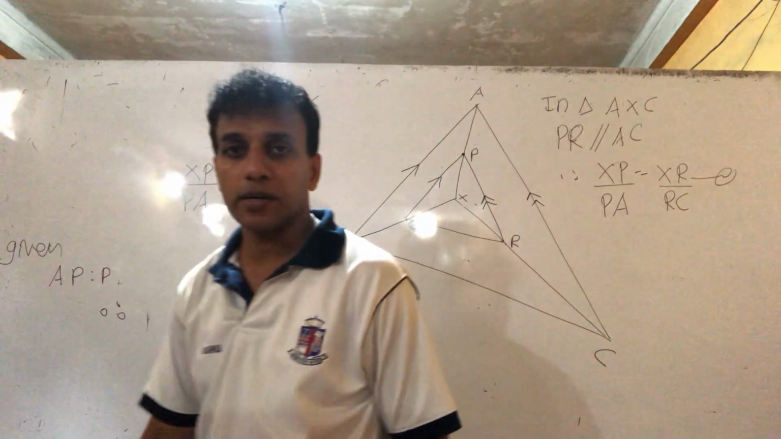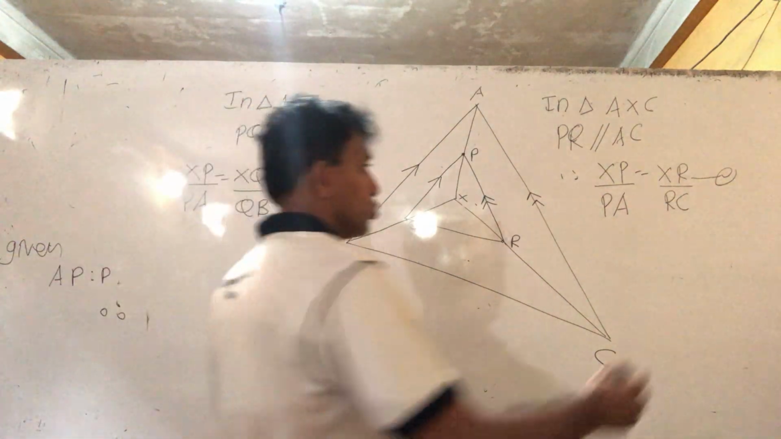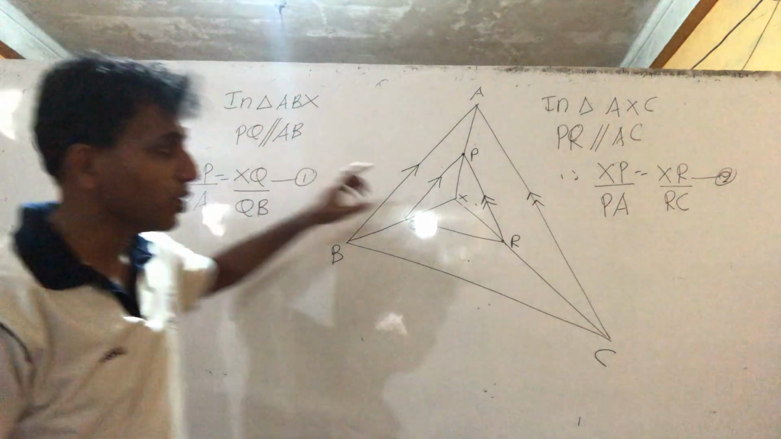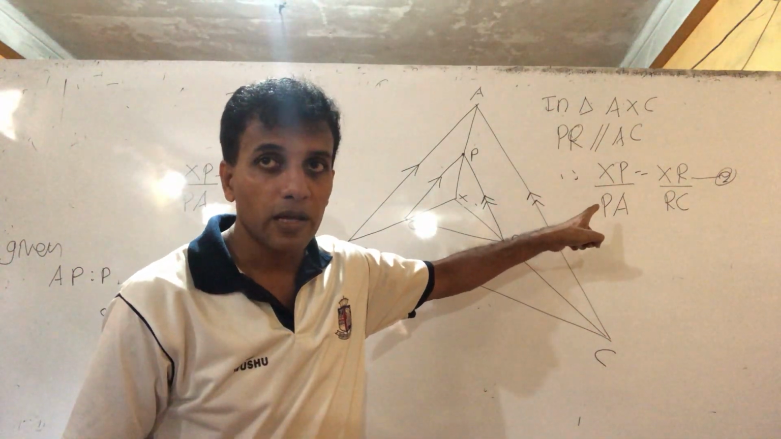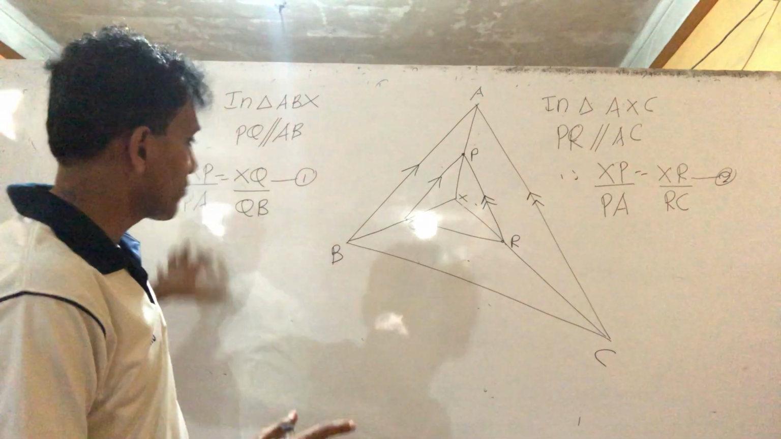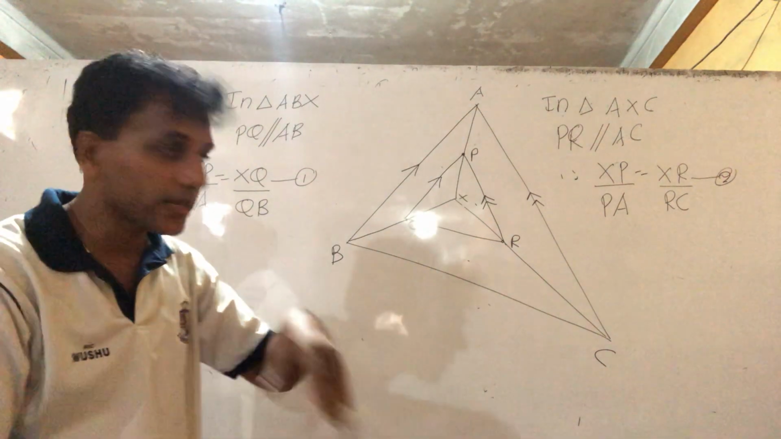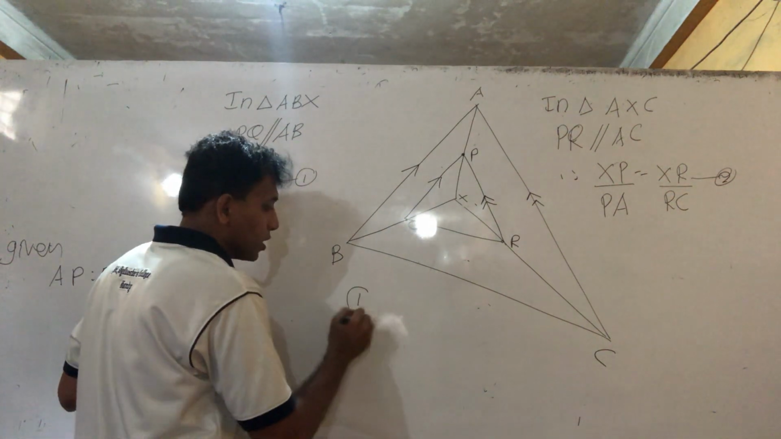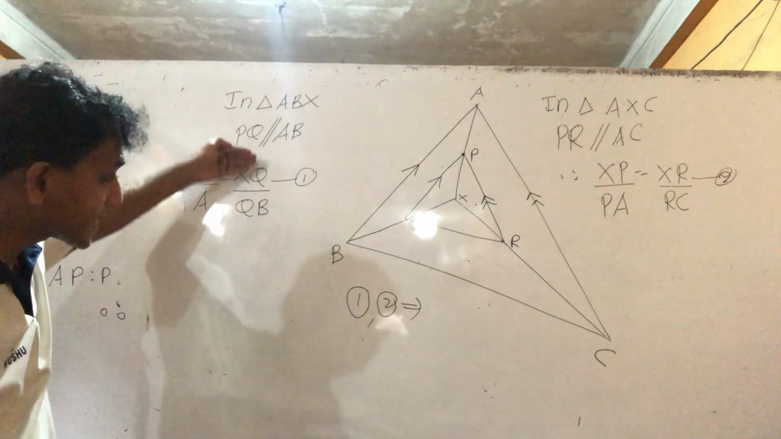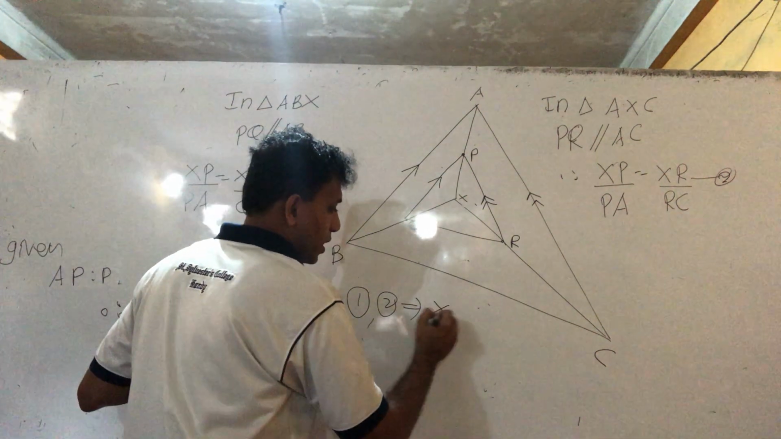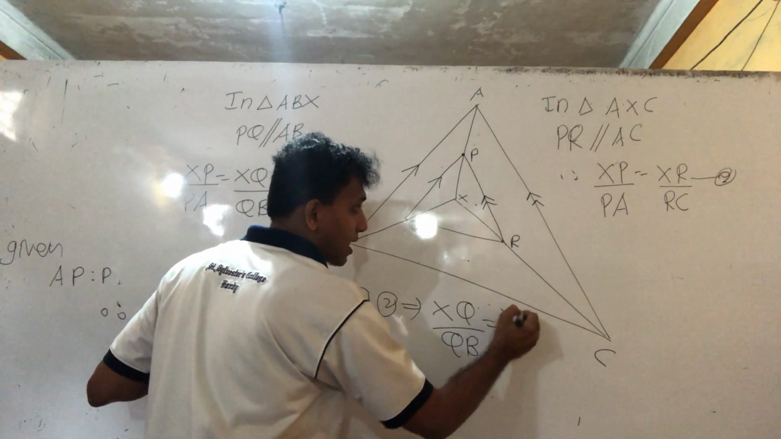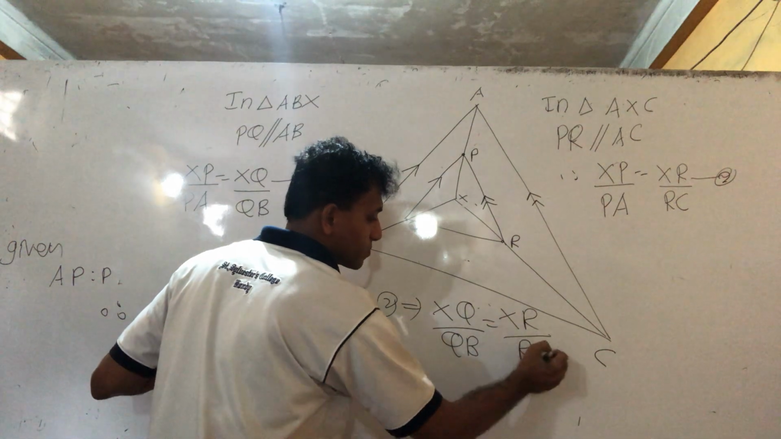See 1 and 2, what happened? Here also we have XP over PA. Here also we have XP over PA. Therefore the left-hand sides are equal, so the right-hand sides are equal. So 1 and 2 give XQ over QB equal to XR over RC.